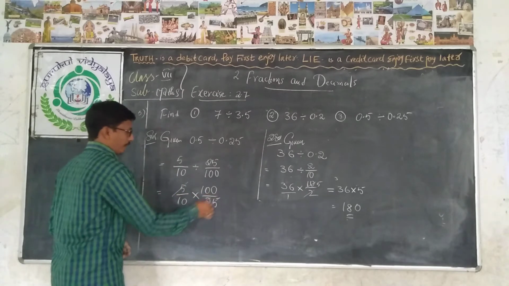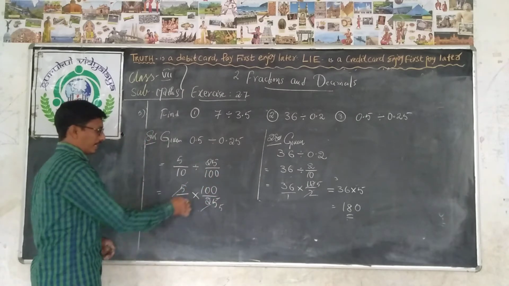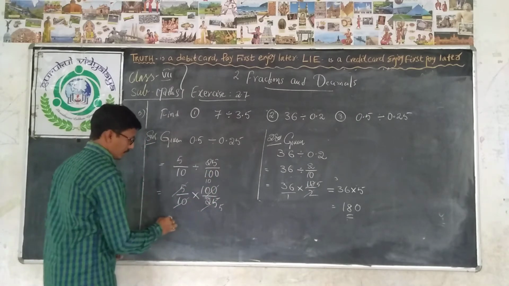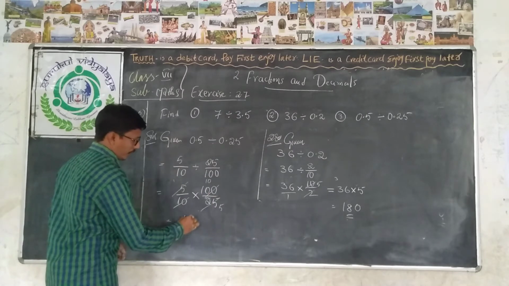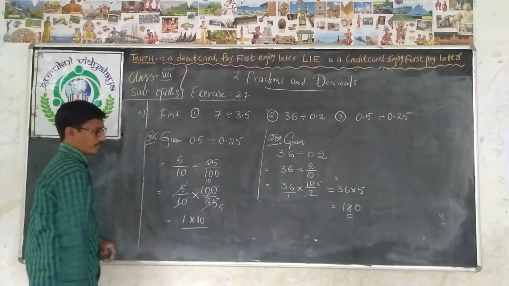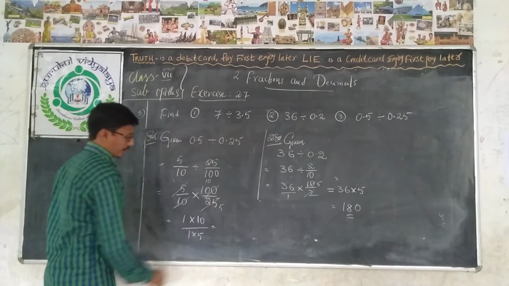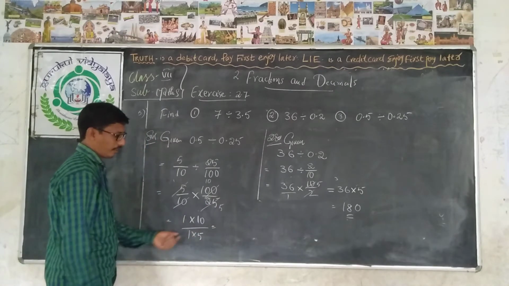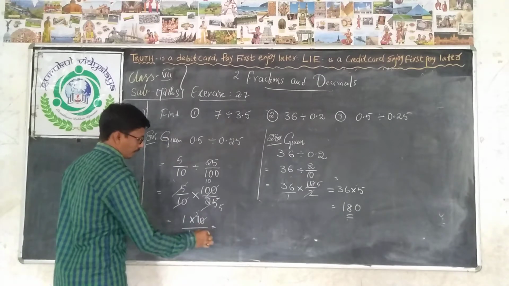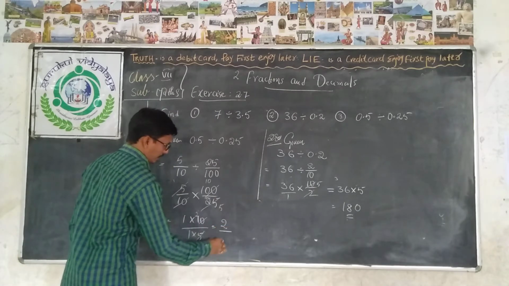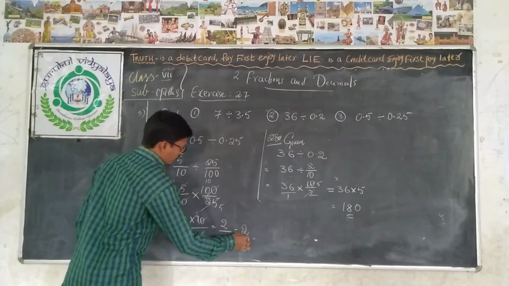So children, 5 times will be gone. 5 fives are 25. 10 times are 100. Okay. So 1 into 10 will remain in the numerator. 1 into 5 will remain in the denominator. Again 10 and 5 will cancel, 2 times. 5 times 2 times. 1 2 is 2. 1 1 is 1. 2 by 1, the answer is 2.